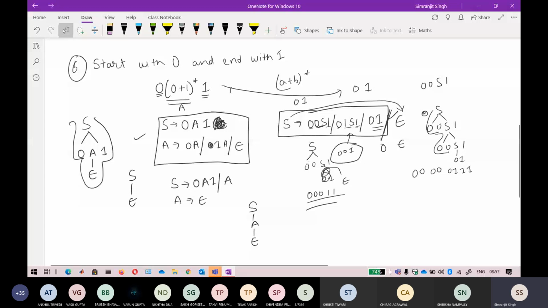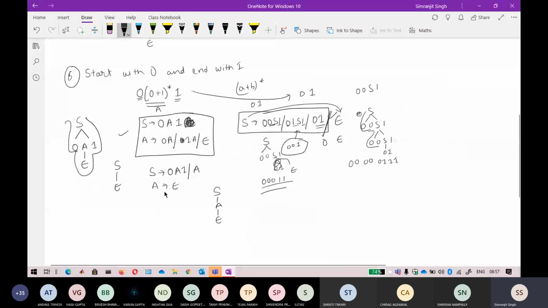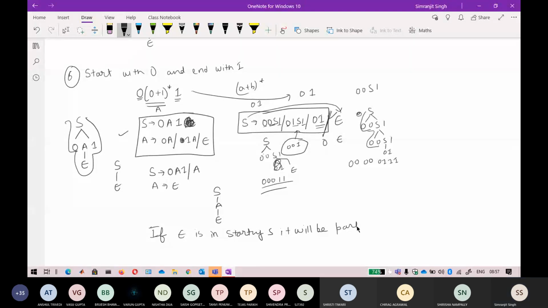Keep that in mind. It's a very important point that you will discover on your own when you do enough practice. These points are not written in any book, but with enough practice you can easily deduce them. So, if epsilon is in the starting S, it will be a part of the language. If epsilon is not in the starting S, it may or may not be a part of the language.